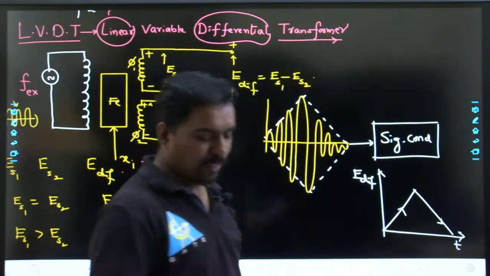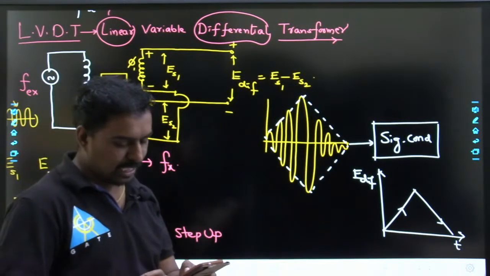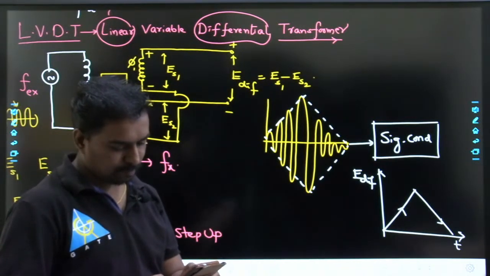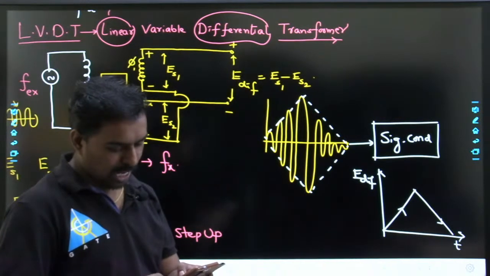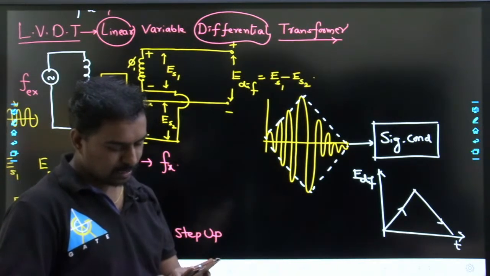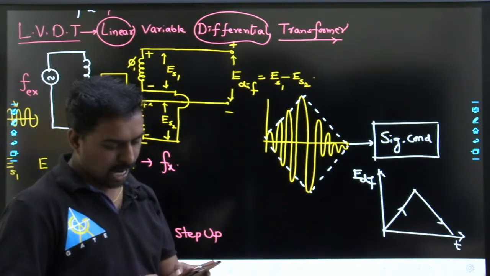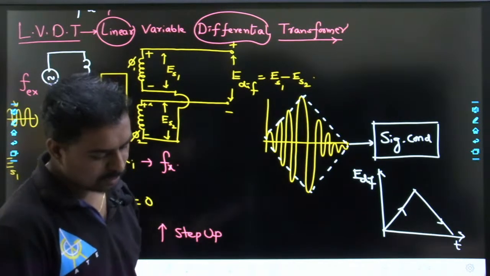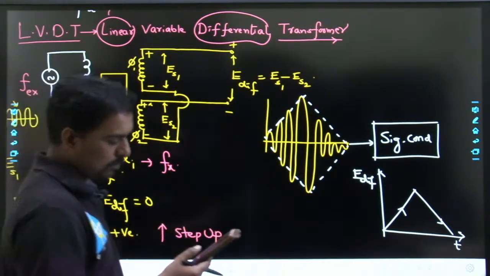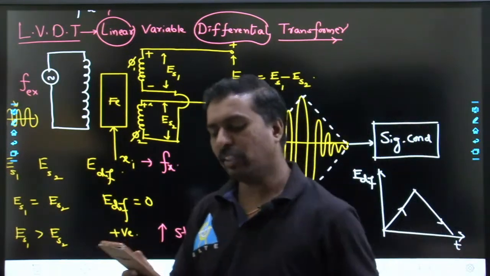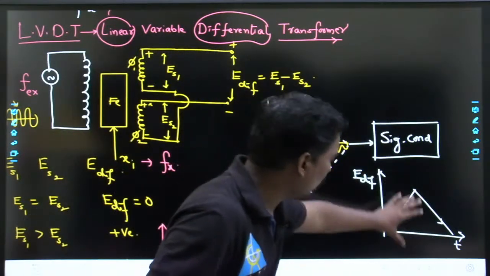How can we eliminate that odd harmonic? Signal conditioning. Signal conditioning circuits like demodulators, filters, you can add to LVDT, so that it can be smoothly modified like this.